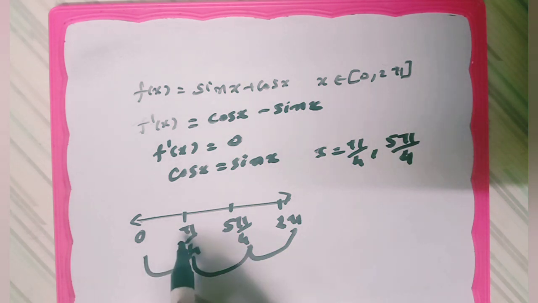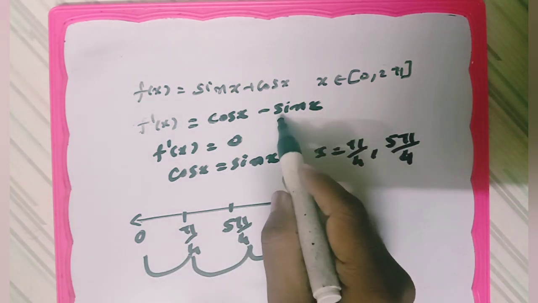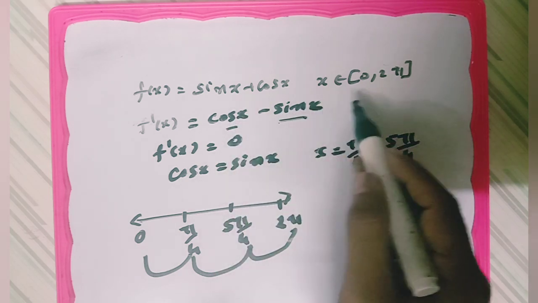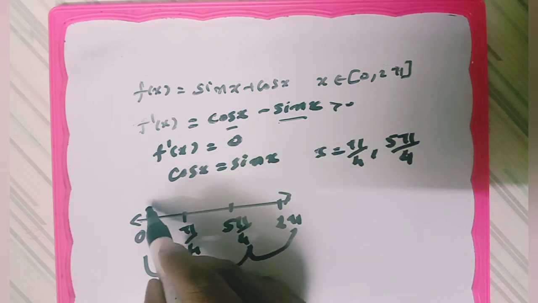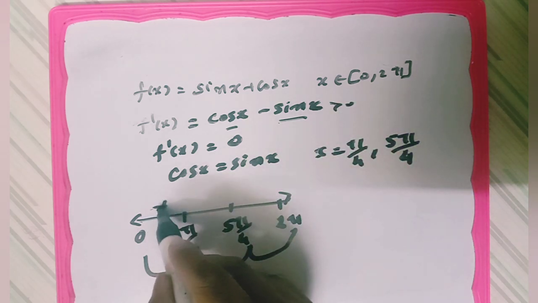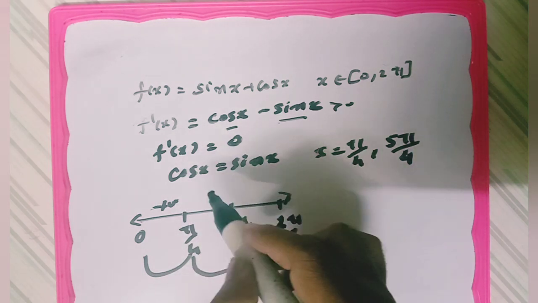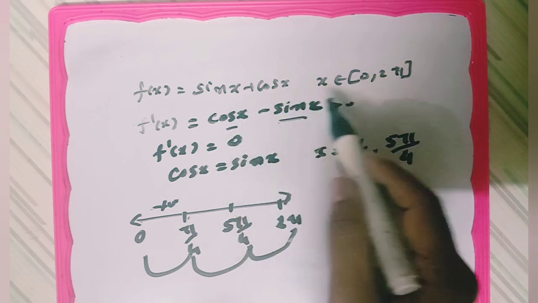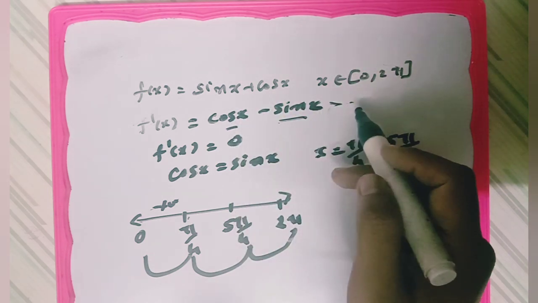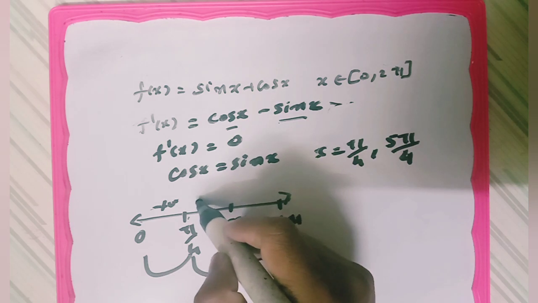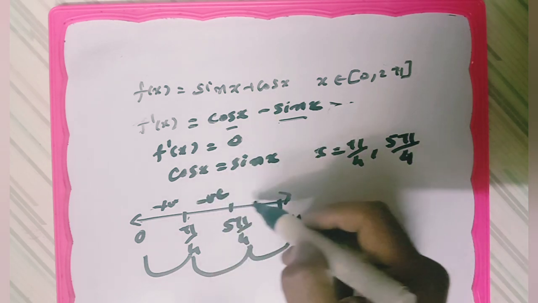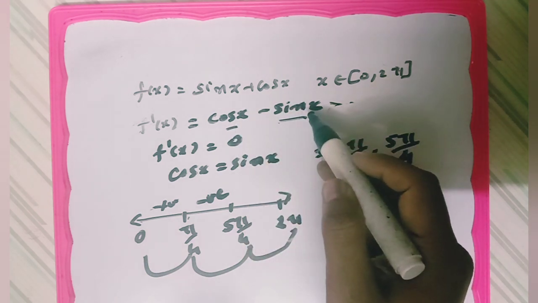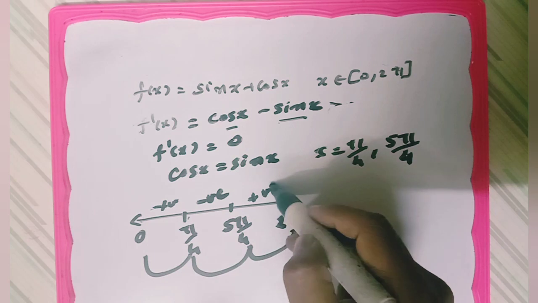So in 0 to pi by 4, sin x is smaller than cos x, and so cos x - sin x is greater than 0, so here it is an increasing function. In pi by 4 to 5 pi by 4, sin x is greater than cos x, so this value will be negative, and as it is negative, here it is a decreasing function. And again in 5 pi by 4 to 2 pi, cos x is greater than sin x, so it is a positive value and this is increasing.